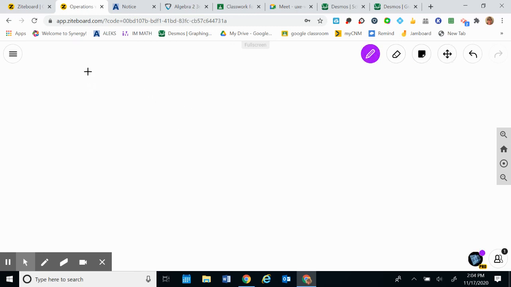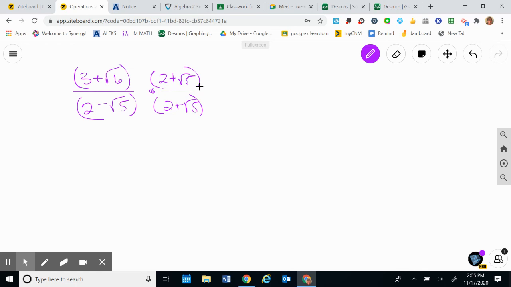Okay. So say you have 3 plus the square root of 8. Let's not pick 8 because it has a perfect square that goes into it. 6 over 2 minus the square root of 5. To get rid of that square root, we would multiply it by its conjugate, which is 2 plus root 5. Same numbers, just change the sign. Now we've got to do FOIL on the top and the bottom.